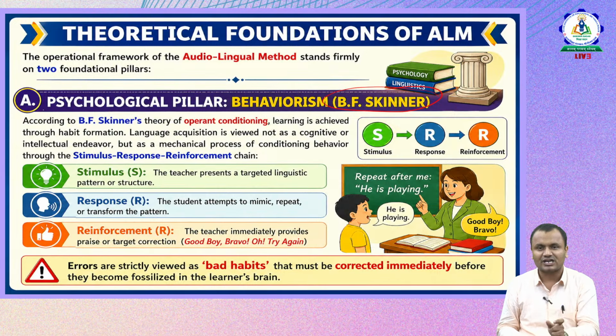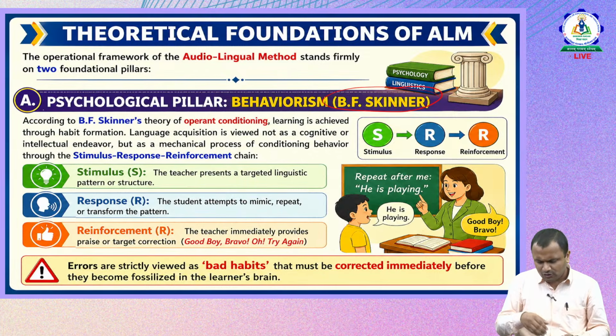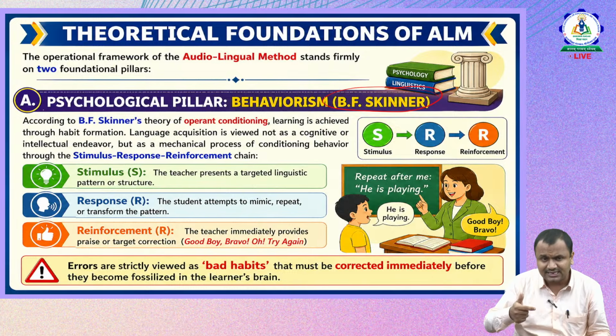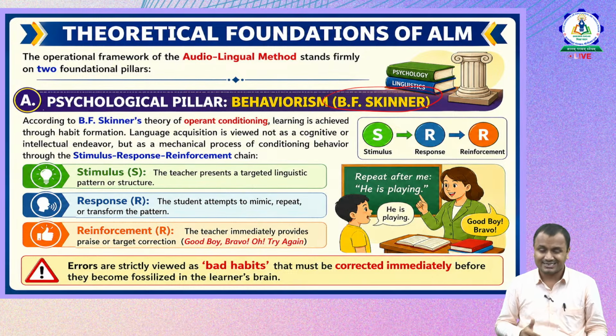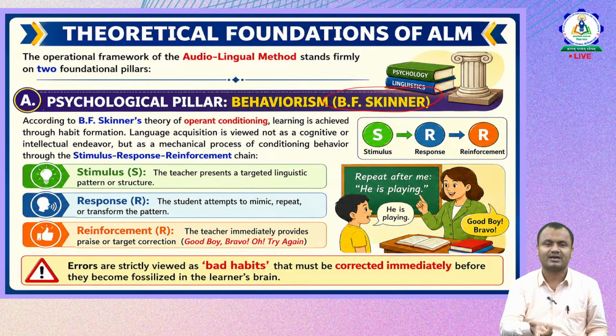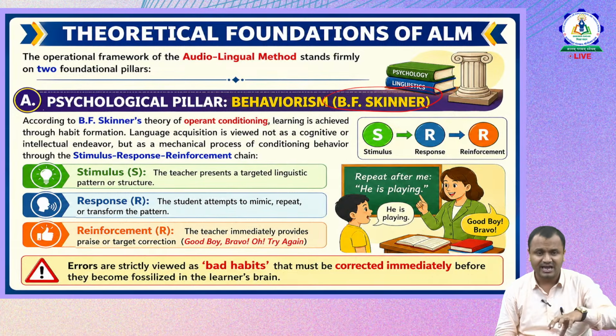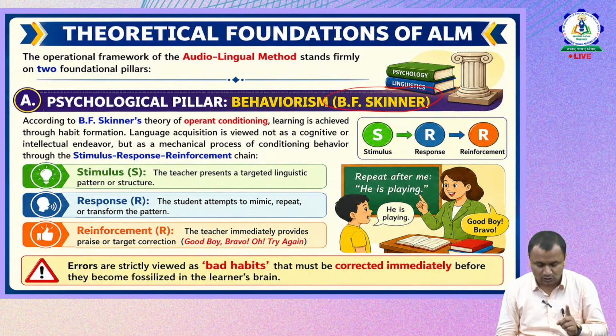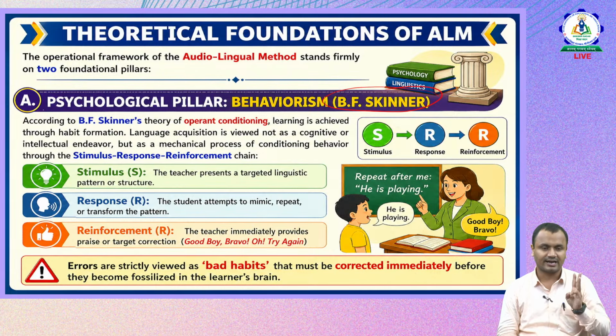This is the core philosophy of behaviorism: you give students one particular dialogue, ask them to practice, ask them to drill n number of times, and then eventually the student will be able to speak that particular dialogue, that particular sentence. So the behaviorist says that there are three things by which you can develop the habit in the student. First is stimulus, second is response, and third is reinforcement.